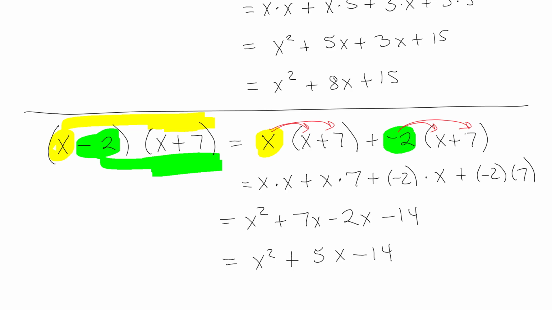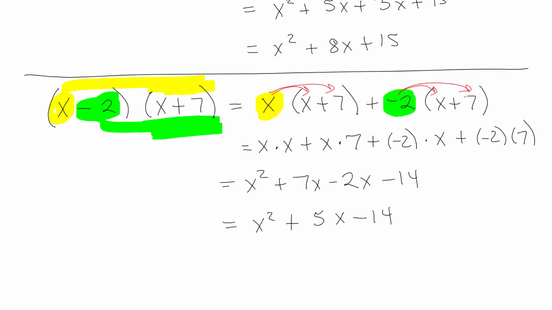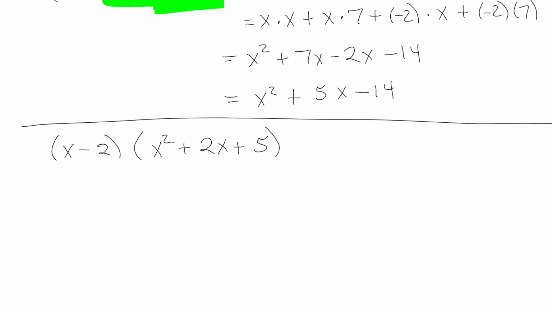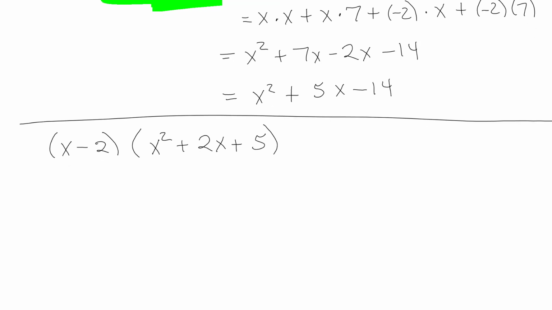Now, again, for those of you who've done the FOIL method, you might be like, but I can FOIL anything. Well, you can and you can't. There's only specific things you can FOIL. I will show you the FOIL method if you've never heard of it before in a minute. But let's pretend that I had x minus 2 times x squared plus 2x plus 5. Now, all of a sudden, this isn't something that you can FOIL anymore, okay?